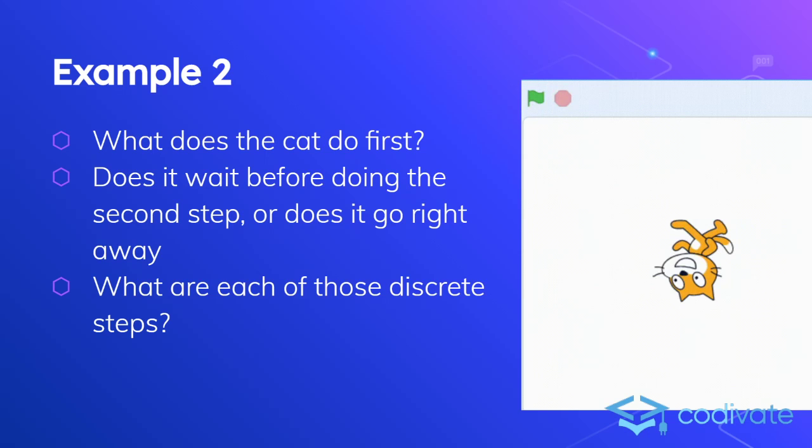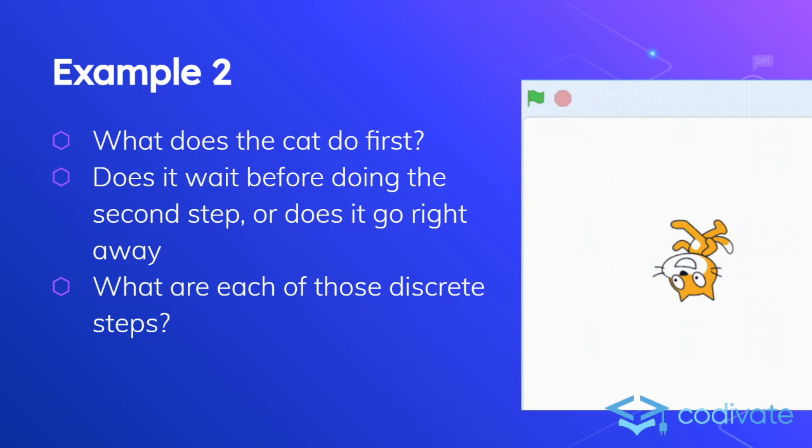And we notice that the cat immediately inches forward. So the first block has to be a move forward block, or a change x by block, either one. Then there's a pause before it does the next thing, so we know there's a wait block after that. And then the cat turns.